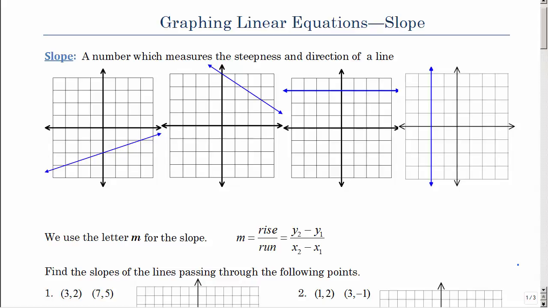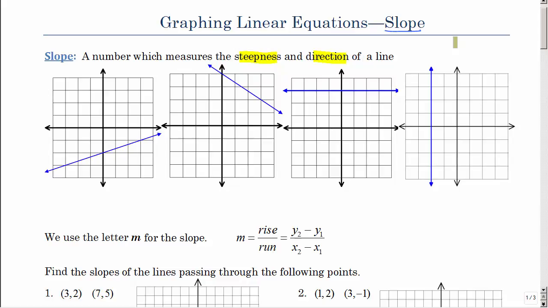So far we have had lessons on how to find solutions of lines, how to graph lines using a table of values, and how to graph lines using their intercepts. Now we're going to look at the slope, and then we're going to use that slope to graph the line. What is the slope of a line? Well, the slope is a number which measures the steepness and direction of a line.